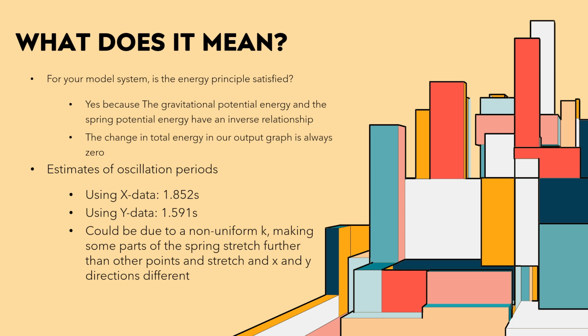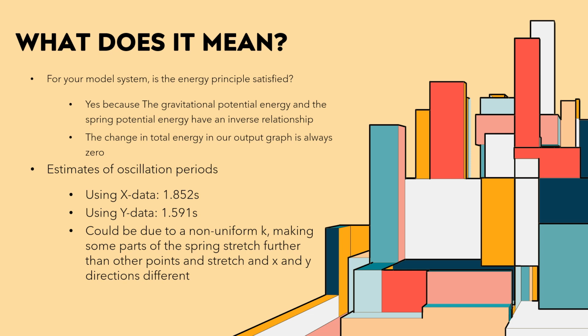And then the estimates of the oscillation periods. Using X data, I got 1.852 seconds. To calculate this, I used the tracker graphs and calculated the time for a few different periods and then divided by the total amount of periods I calculated the time for. And using this same method with the Y data, I got a period of 1.591 seconds.